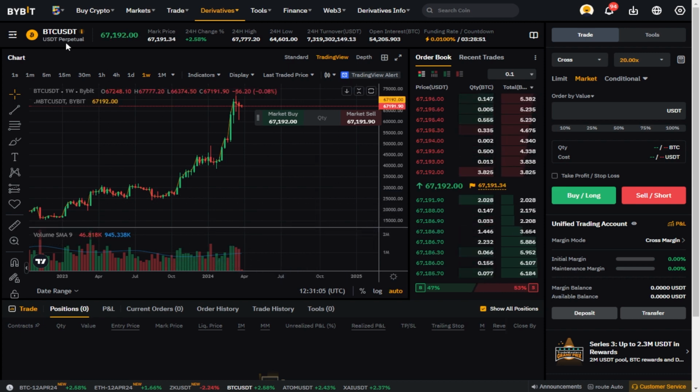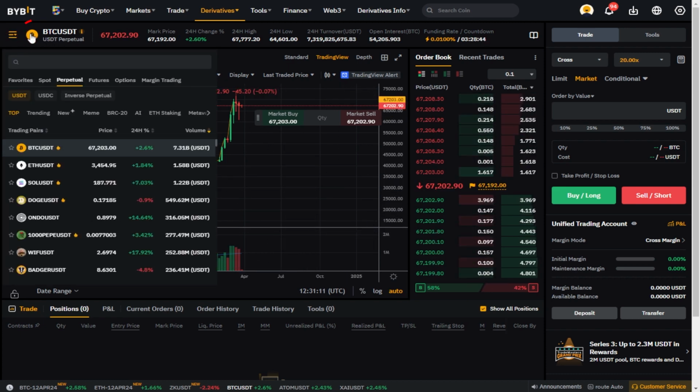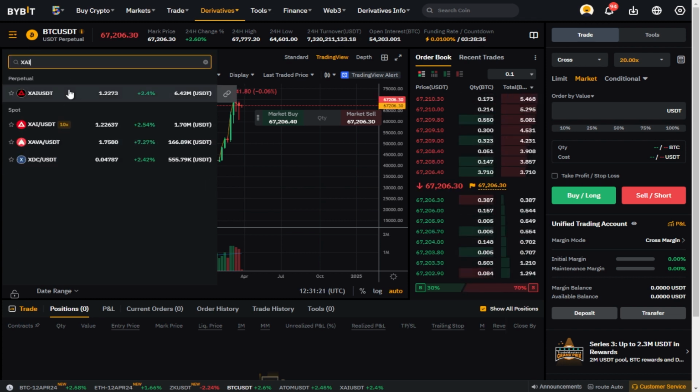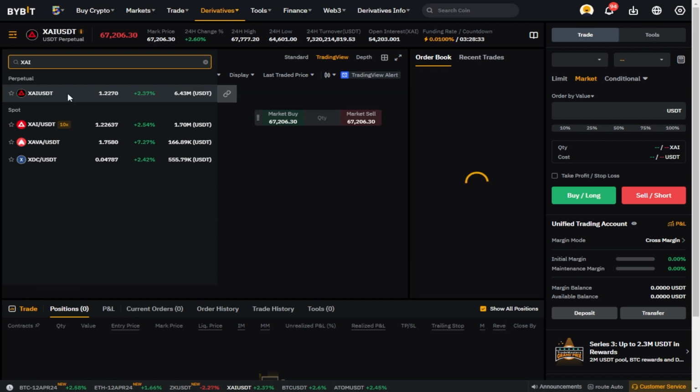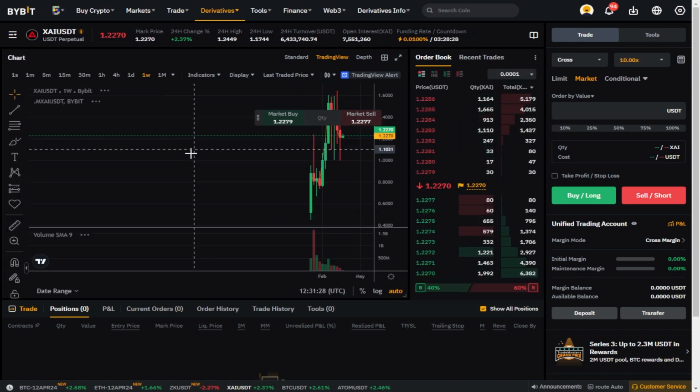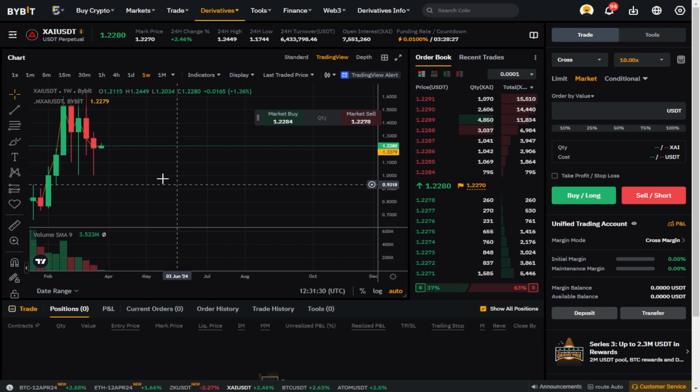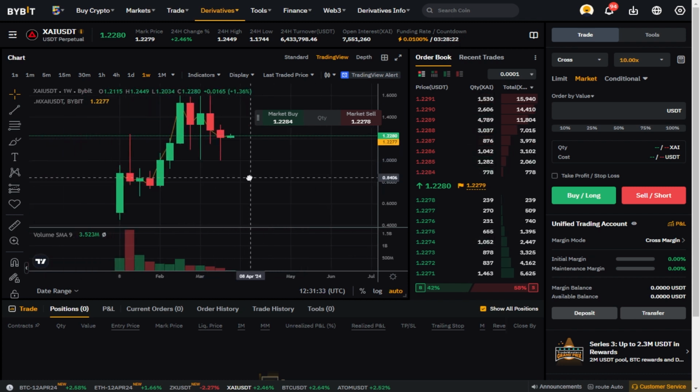Once we get to the page to trade futures, we can choose our preferred currency. We hover our cursor over the Bitcoin USDT and select the pair we are interested in. Let's say I would like to choose the currency pair XAI USDT. I already trade it often. I like it in general. It's trending too. I was able to make a good profit on it.